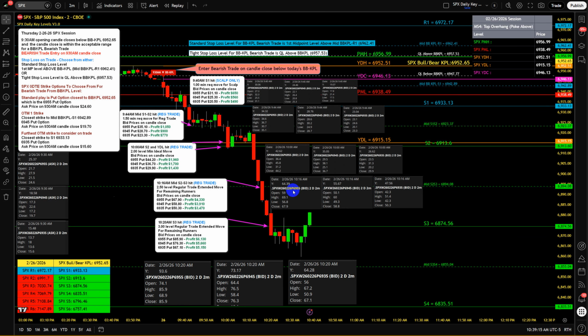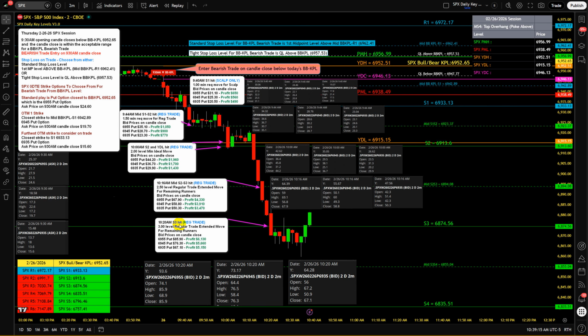Here we have the data boxes for the bid prices on this candle close of the 10:16 a.m. candle. The 69.55 put is now 67.90 on the bid. Profit $4,430 per contract. The 69.45 put is now 58.80, a profit of $3,910 per contract. The 69.35 put is now $50.30, a profit of $3,470 per contract.